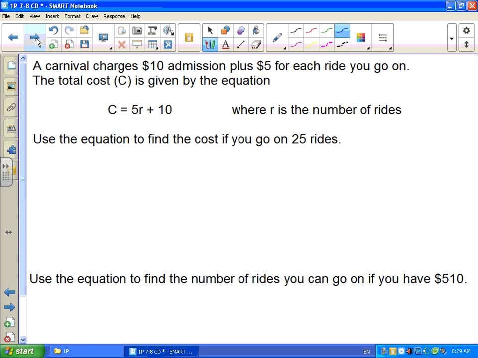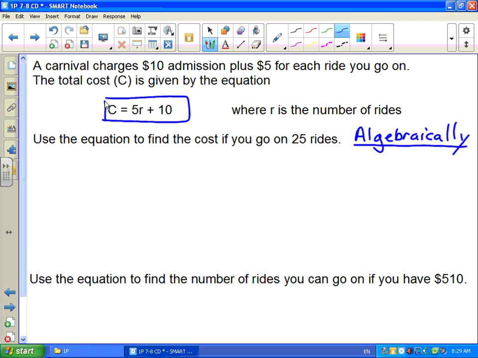Now, there's another way we can answer questions like this. If you look at the back of the page, we've got the same situation again. $10 admission plus $5 for each ride you go on. We've got the total cost given to us by this equation. We can use the equation to find costs or number of rides. And the key word you'll see in a lot of problems is they'll ask you to do this algebraically. If you see that word algebraically in the question, they want you to use the equation.